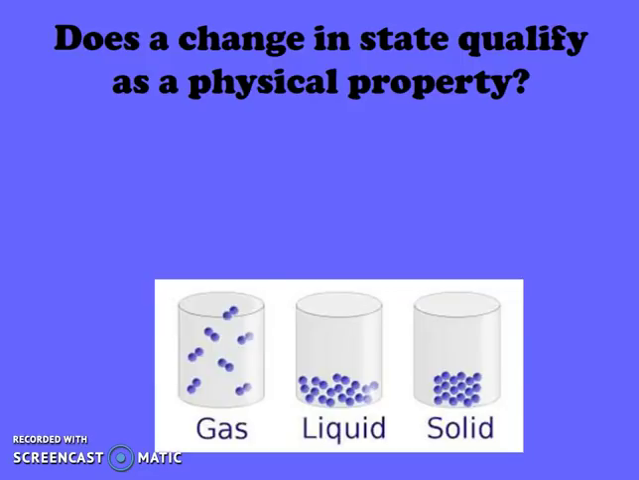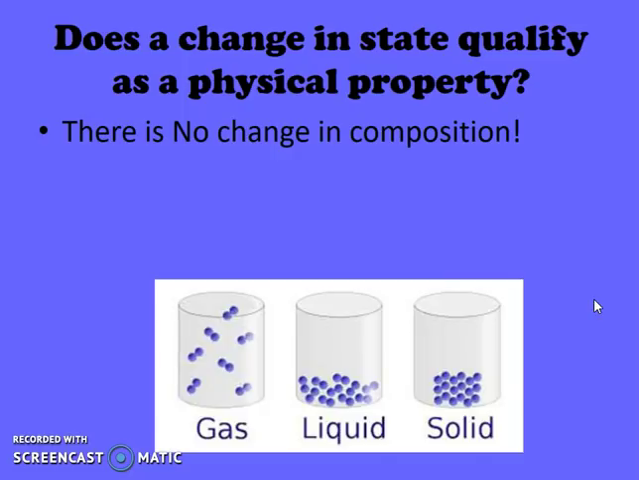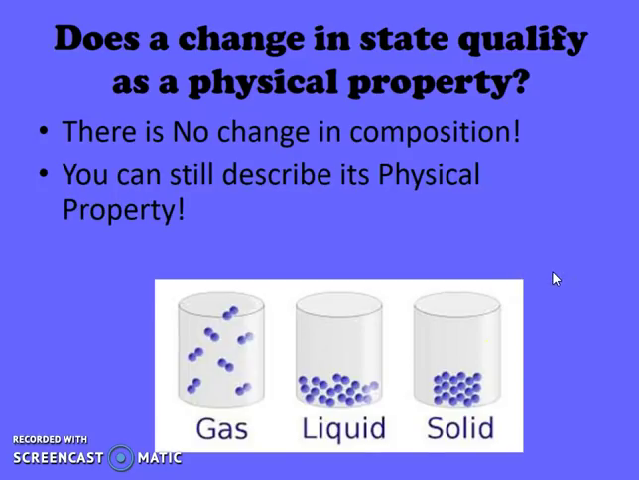So does a change in state qualify as a physical property? If we go from that gas to that liquid to a solid, is that a physical change? Can we describe that? Or would it be a chemical change? There's actually no change in that composition. If we start out with a liquid, that gas is like a fog or a steam. It's still water. When it condenses and turns back into a liquid, like rain or in your shower, it's still water. And if we were to stick that water into the freezer, it's still water when it freezes into that solid state. So we could still describe its physical property even though it changes from one state to the next. So state changes do qualify as physical properties.